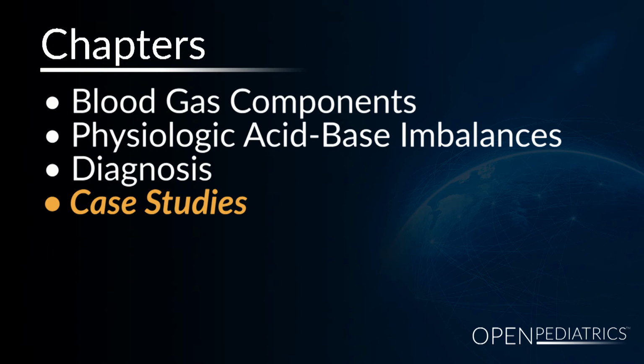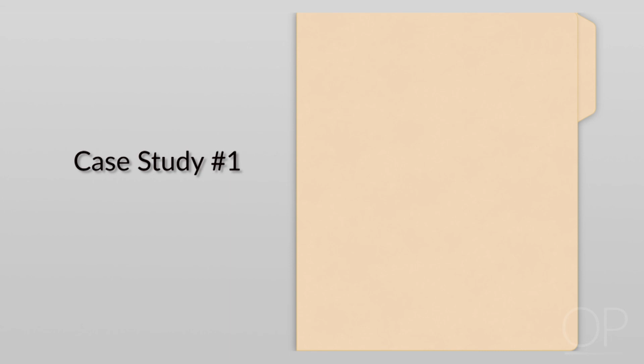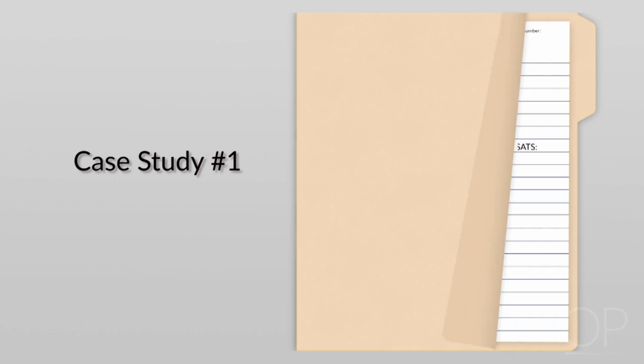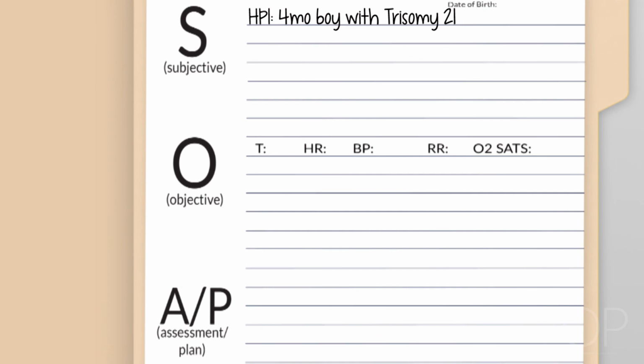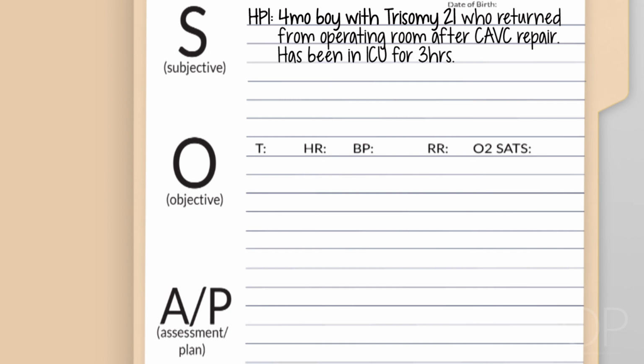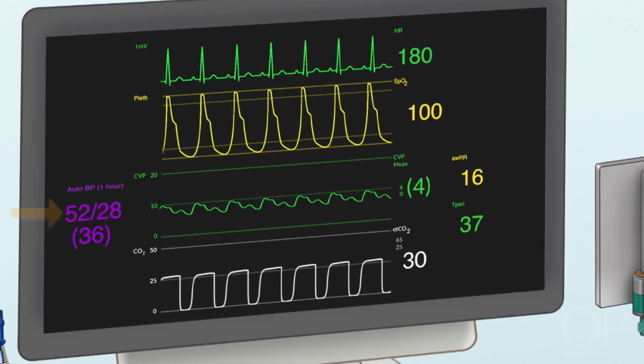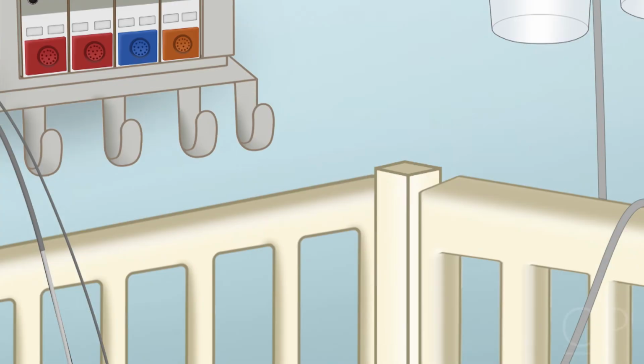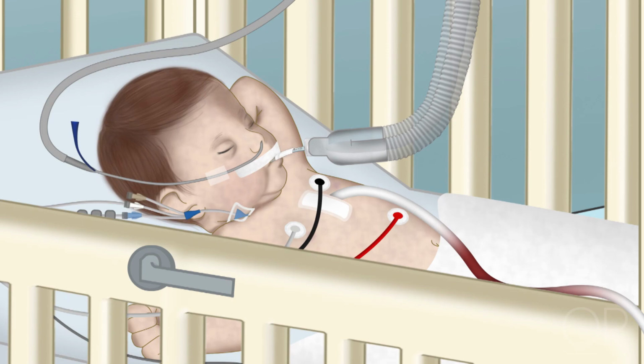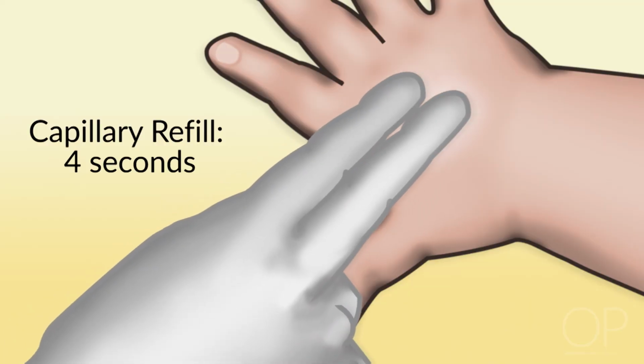Case studies. So now we'll head into our case studies. This is case study number 1. A 4-month-old boy with Down syndrome returned from the operating room after repair of a complete AV canal. He has been in the ICU for 3 hours since. Below is some data. From a cardiovascular standpoint, his heart rate is 180, his blood pressure is 52/28, his central venous pressure is 4. The patient is cool and mottled. The capillary refill time is 4 seconds.